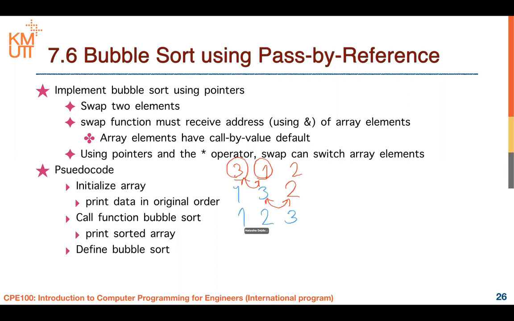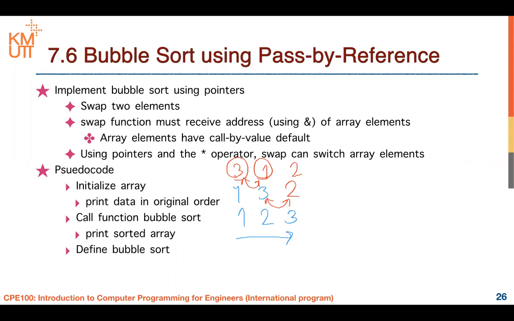See, this is what we call bubble sort. Bubble means a bubble, right? A bubble will float, right? In this case, if 3 is greater than 1 and 2, it will float up from left to right. So that's why we call it bubble sort.